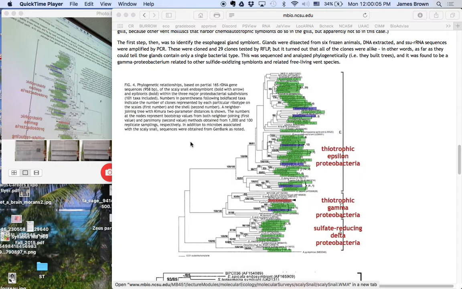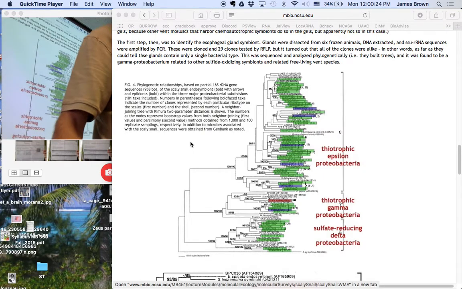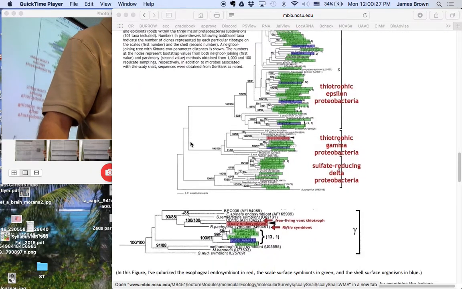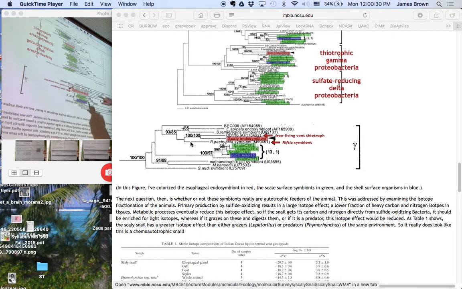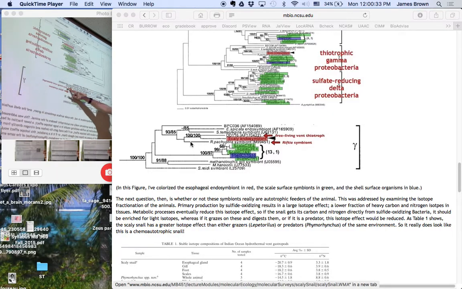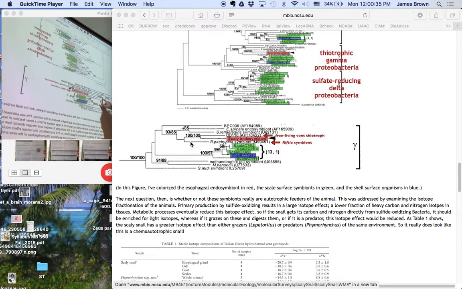Raises an interesting question. How do these animals get those symbionts in the first place? Are they maternally inherited somehow? Or do they pick them up from the environment as larvae before they mature? Probably the latter in this case. Although it's only a single species, it's the same species of thiotroph in all the snails that they dissected. Here's a close-up of that. And so here's the scaly snail endosymbiont, and it's closely related to this free-living vent thiotroph, and pretty closely related to the symbiont of Riftia, that giant tube worm I showed you. So that's one species?